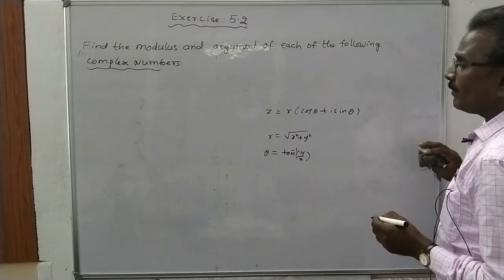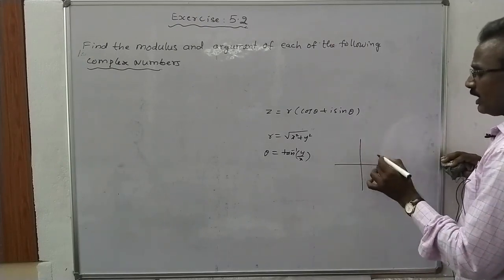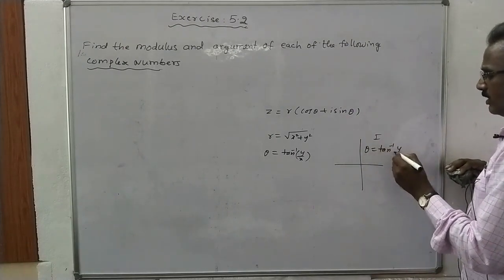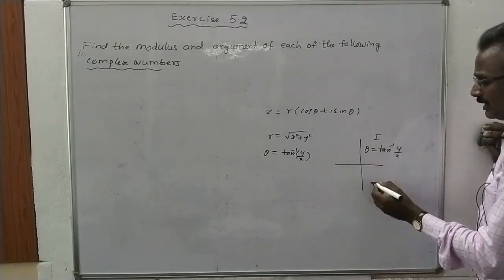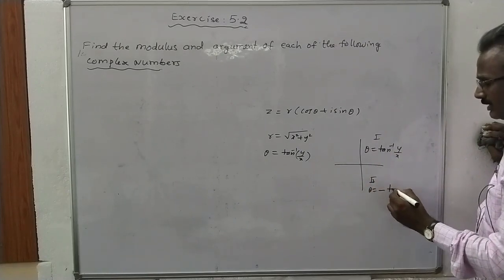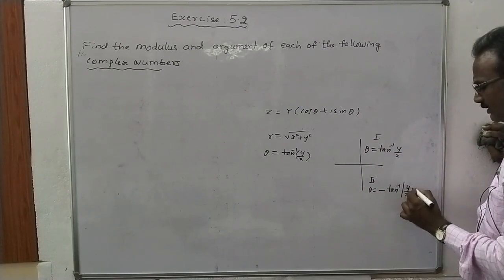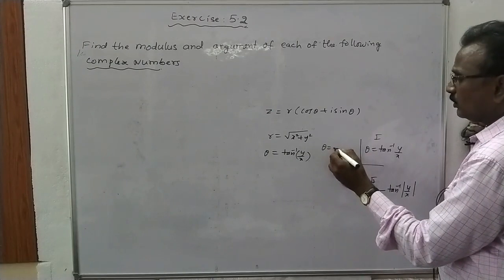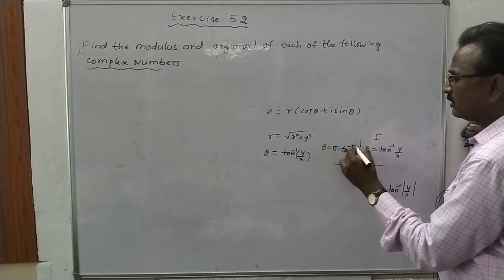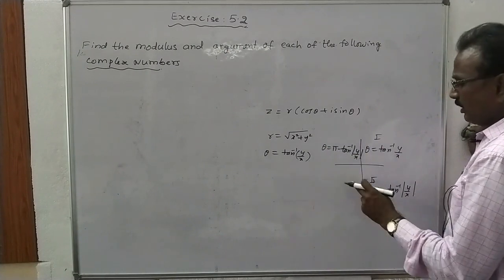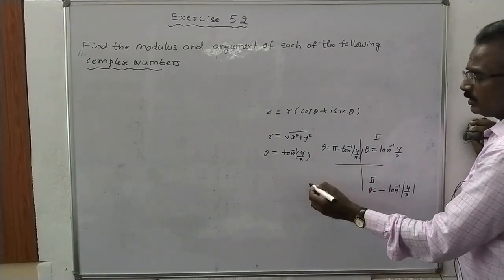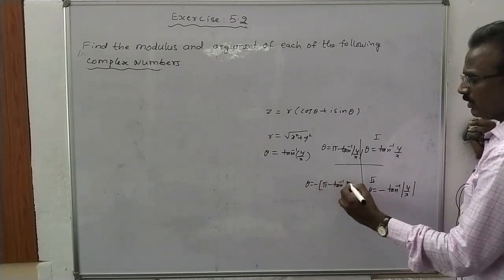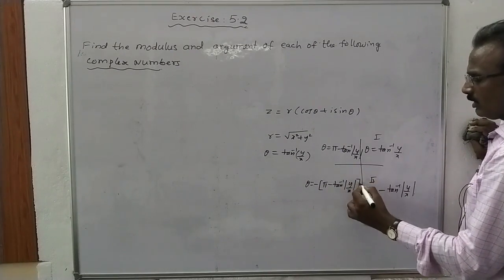Depending on which quadrant the complex number lies in: if the complex number lies in the first quadrant, theta value is tan inverse y by x. If the complex number lies in the second quadrant, argument theta is equal to pi minus tan inverse modulus of y by x. If it lies in the third quadrant, theta value is minus of pi minus tan inverse modulus of y by x. If it lies in the fourth quadrant, theta value is minus tan inverse modulus of y by x. So these are the arguments.